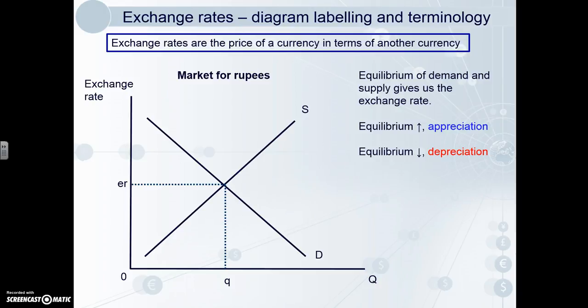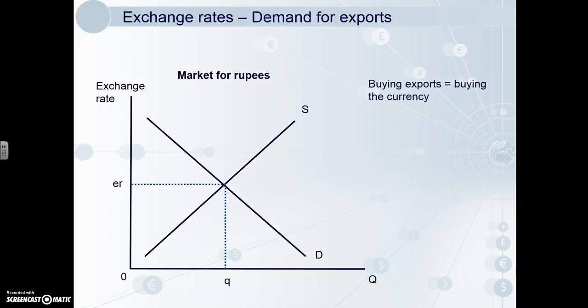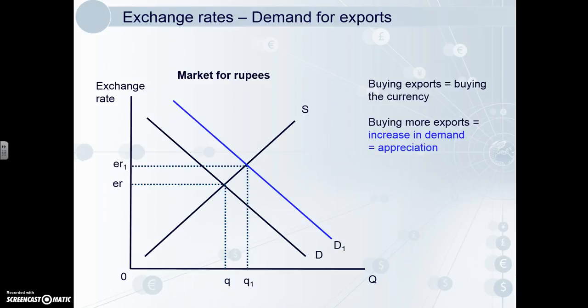We'll now look at factors that affect the exchange rate. Demand for a country's exports will affect the exchange rate. When other countries buy Indian imports, they first have to buy rupees. An Indian company won't accept US dollars. They have to pay their staff, etc. in rupees. Therefore, an increase in exports means an increase in the demand for rupees, shifting D to D1, and therefore the exchange rate appreciates. Remember to use the terminology, from ER to ER1.